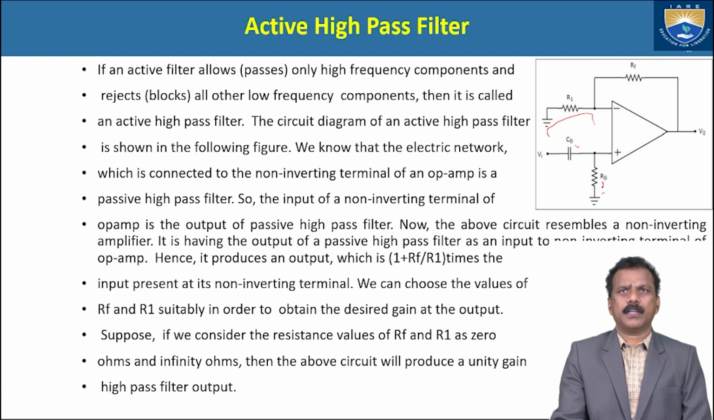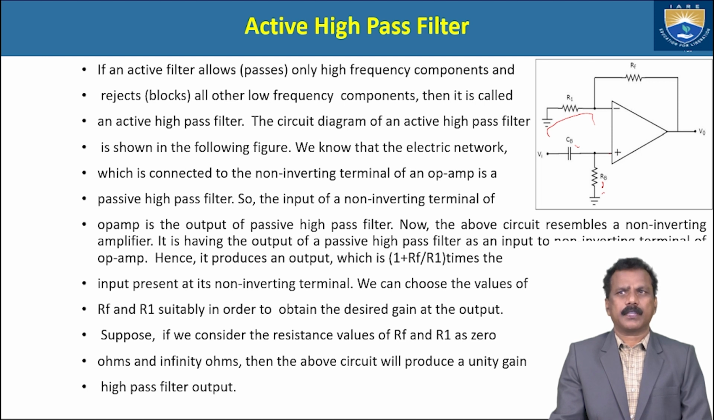If an active filter allows only high frequency components and rejects all low frequency components, that means by using this high pass filter, it allows only high frequency components and rejects low frequency components. Then it is called an active high pass filter using an operational amplifier. The circuit diagram of an active high pass filter is shown in the following figure.